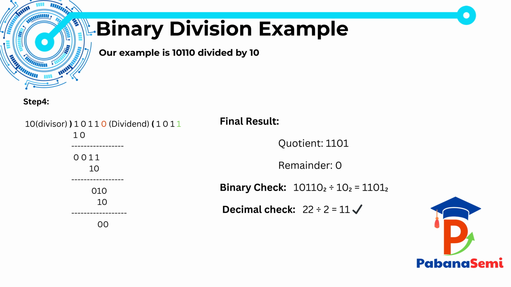Putting all quotient bits together, the final quotient is 1101, and the remainder is 0. So the division of 10110 divided by 10 equals 1101 in binary. This matches the decimal calculation. 22 divided by 2 equals 11. And that's your full binary long division. Clean, simple, and logical.